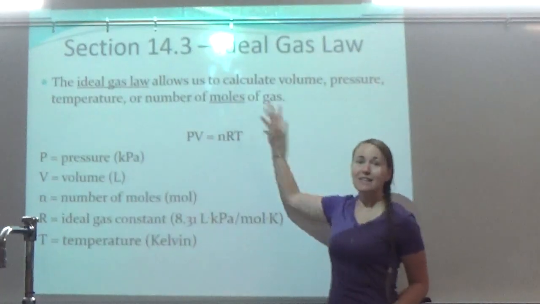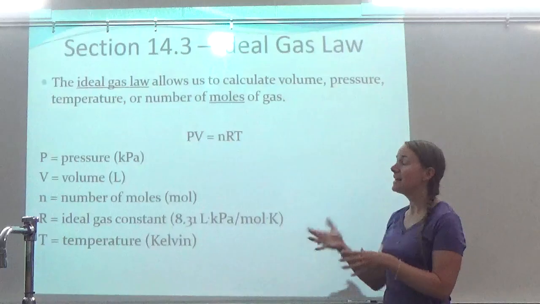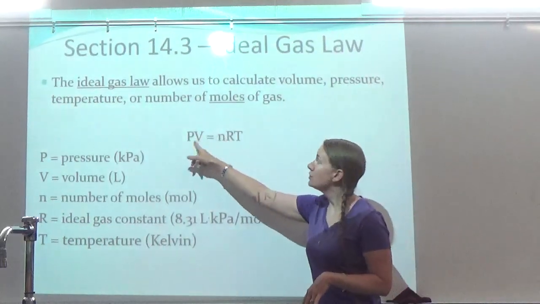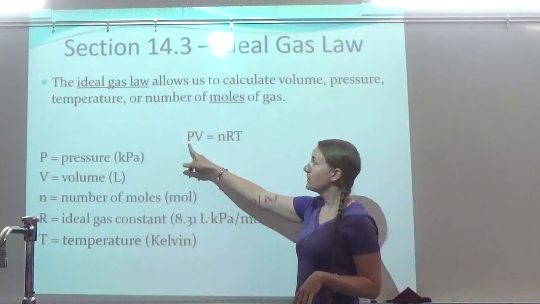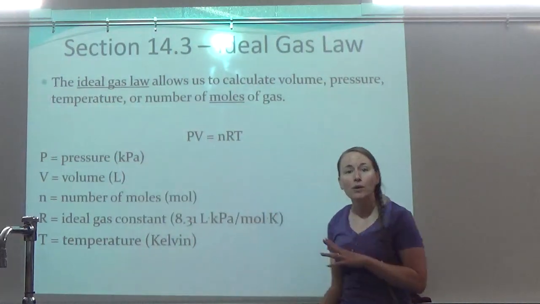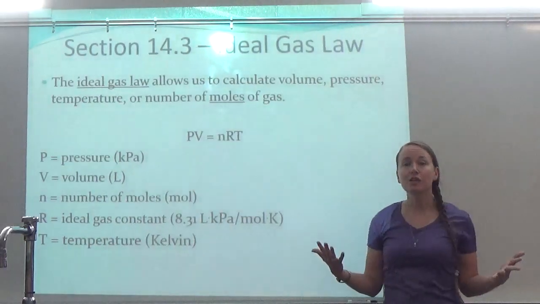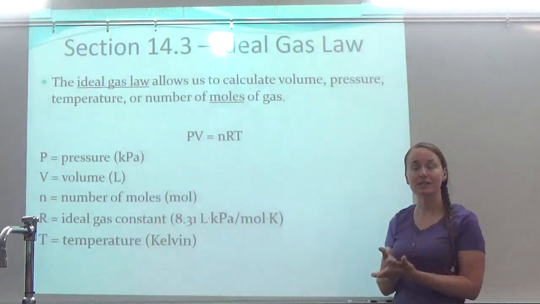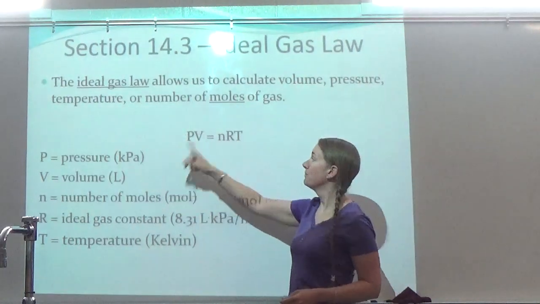All right, so the ideal gas law allows us to calculate volume, pressure, temperature, or number of moles of gas. And notice the other difference in the formulas from section 2 is that they had 1s and 2s, and here there's just one of each variable. So P is pressure, but now it has to be in kilopascals. If you're using Boyle's law, Gay-Lussac's law, or the combined gas law, it can be in any unit as long as, if you have two of them, they're the same unit. But in the ideal gas law, it has to be in kilopascals.